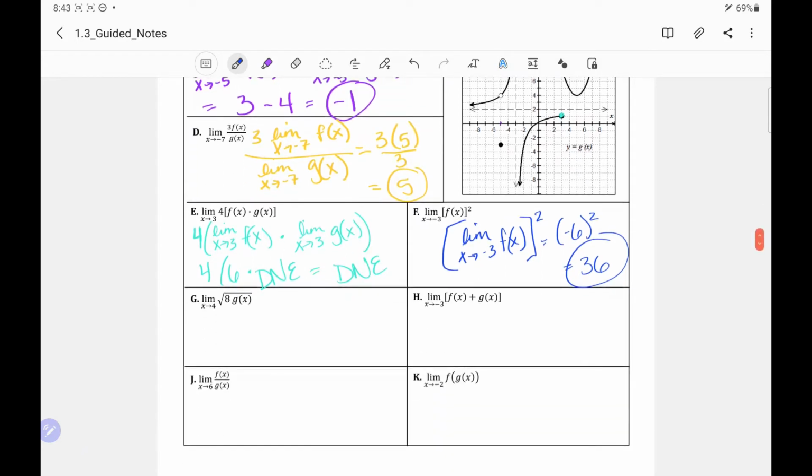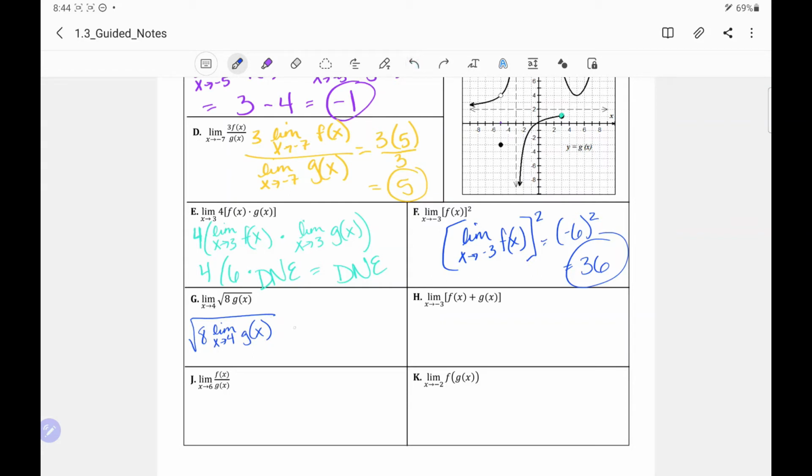Coming down to g, the limit as x goes to 4 of the square root of 8 times g of x. Please remember that if you are figuring these out, go ahead and pause and then check your answer. So I'm going to do this one. It's got multiple parts, right? We've got the square root, which we can take the square root at the end. We'll move that out. We've got the coefficient of 8. And then we've got the limit as x goes to 4 of g of x. So notice that we've applied multiple properties here. I brought the coefficient outside the limit, but I also brought the square root out.